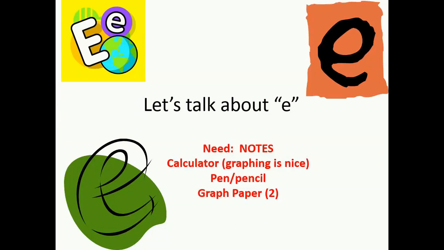So today we're going to talk about e. Now, e is a really awesome letter, and he's a really cool letter that we relate to a lot in math. What you're going to want on you: your notes, a calculator, definitely a scientific kind to find e, a pen or pencil, and then you're going to need some graph paper. You're actually going to need 3 sheets of graph paper, not just 2 today.